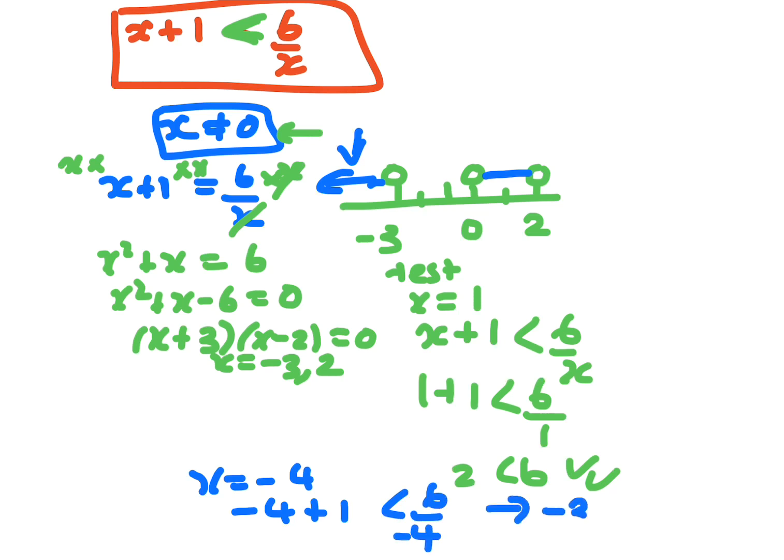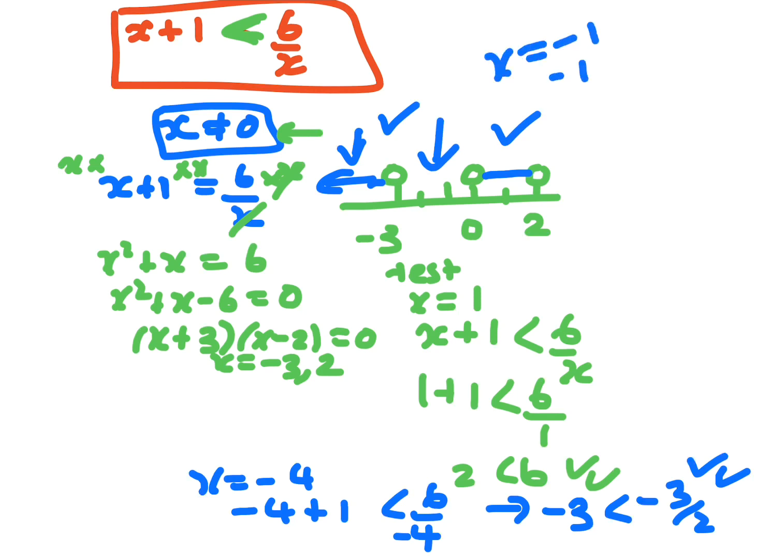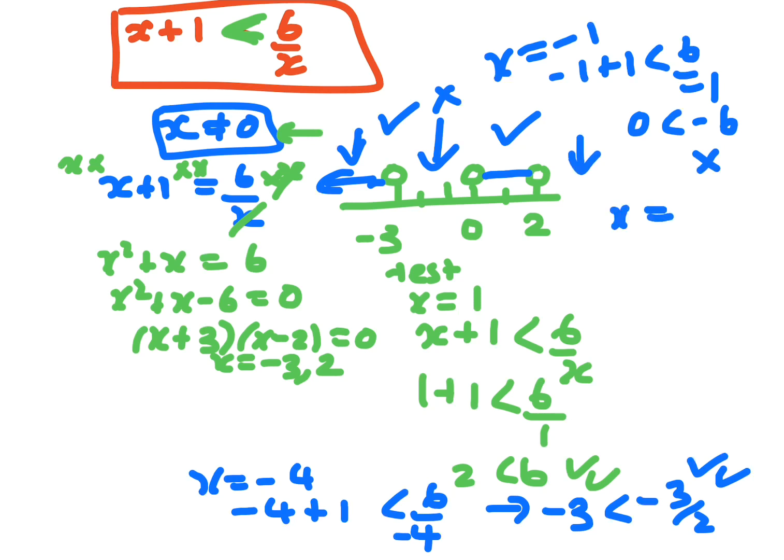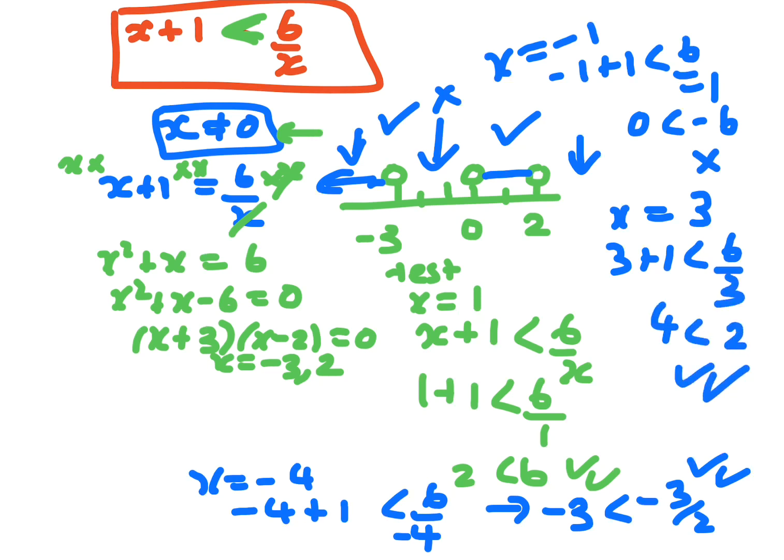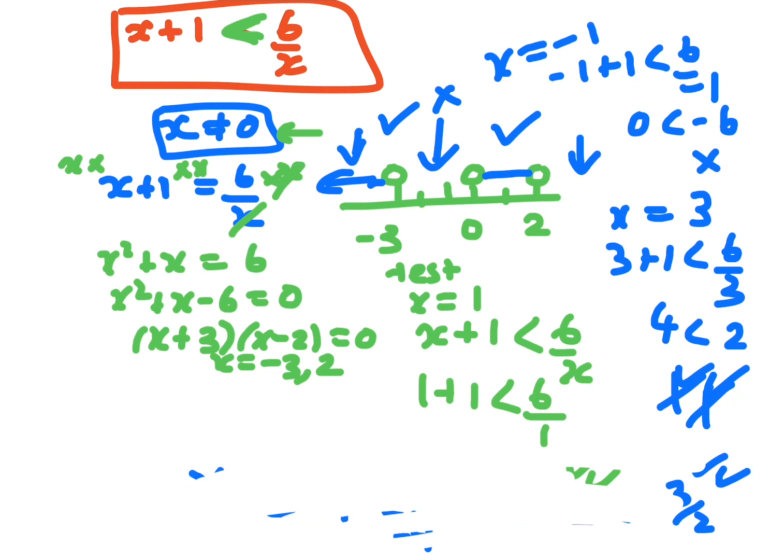So you get minus 3 is less than minus 3 over 2, which is true. So it's true there. And if I put in x equals minus 1, you get minus 1 plus 1 over minus 1 is less than 6 over minus 1. 0 is less than minus 6. It's not true in there. And if you put anything in here, like x is 3, for example, 3 plus 1 over 3 is less than 6 over 3. 4 over 3 is less than 2. No, not true.